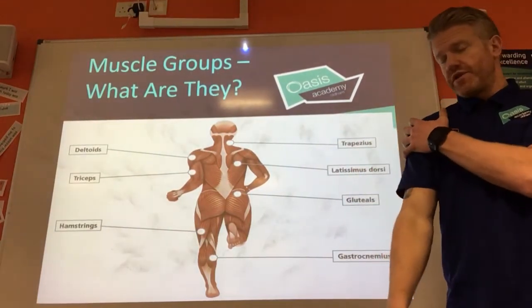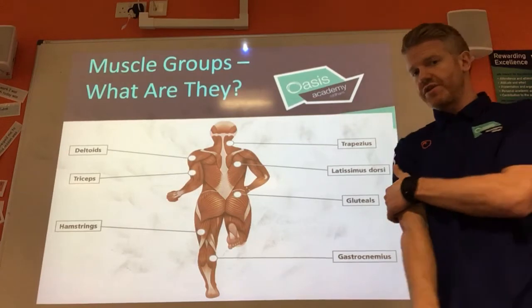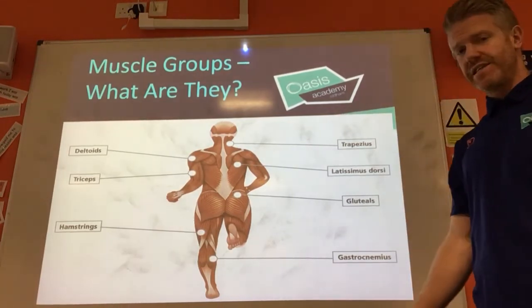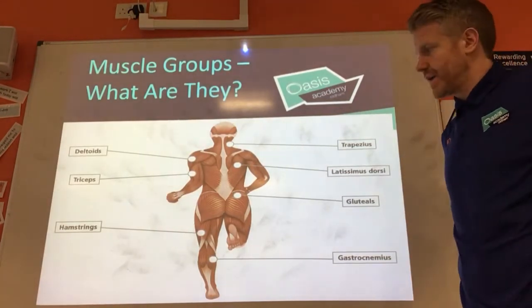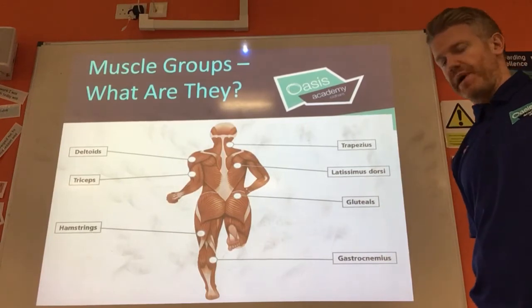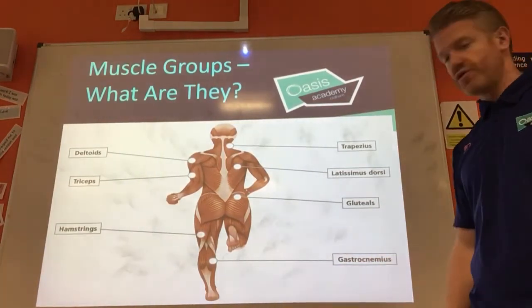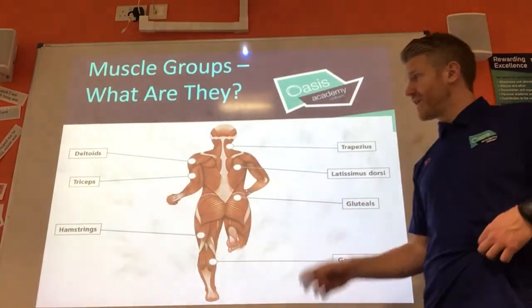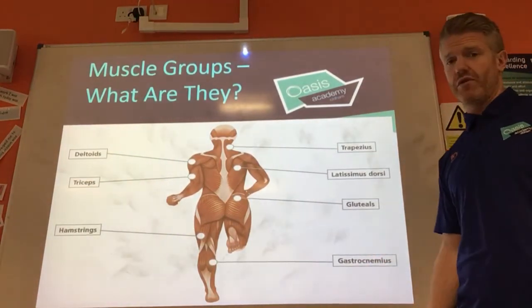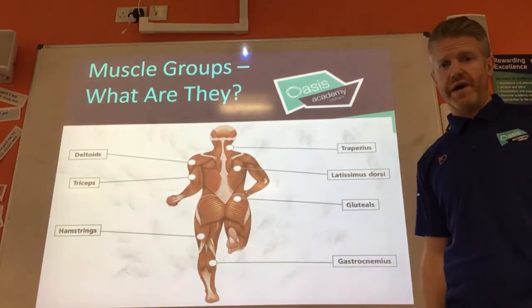We've got our deltoids, which are our shoulders, back of the arm, which is the triceps, latissimus dorsi, which is our back, and our hamstrings, which are back of the leg, and the last one, which is quite difficult to pronounce, which is gastrocnemius. You need to make sure that you write down each of those muscles because you need to know those off by heart.